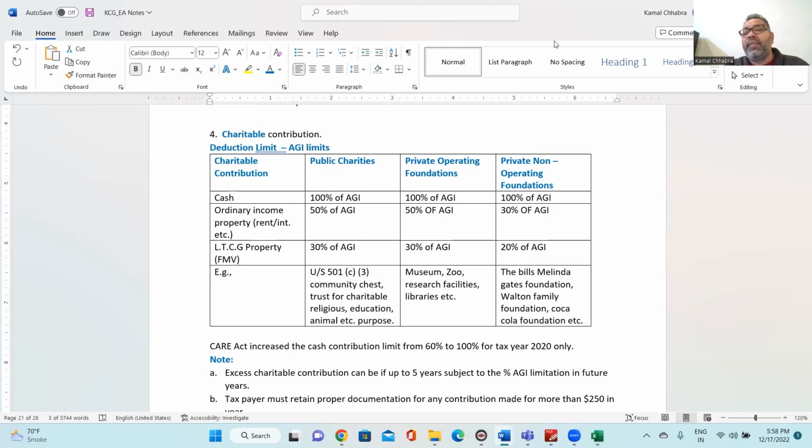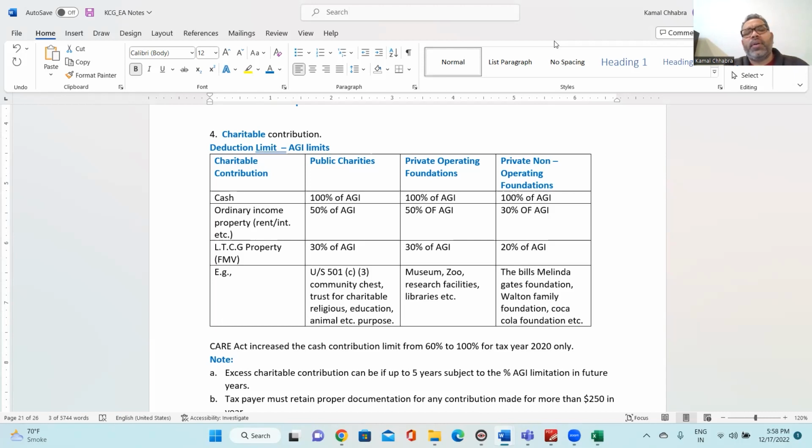Second is private foundations, like a museum, research facilities, libraries, which may be created by the city government or maybe created by a private person. That is called a private operating foundation. Third will be private non-operating foundation.